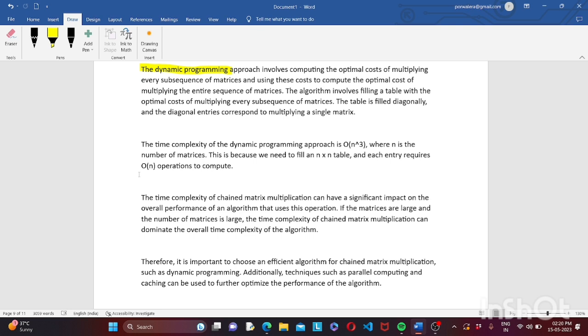The time complexity of chained matrix multiplication can have a significant impact on the overall performance of an algorithm that uses this operation. If the matrices are large and the number of matrices is large, the time complexity of chained matrix multiplication can dominate the time complexity of the algorithm.